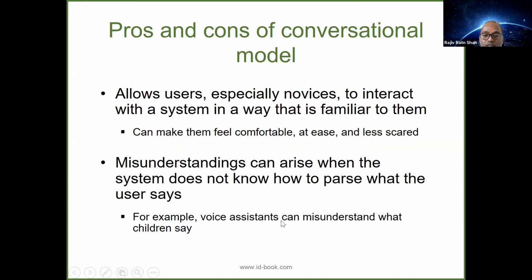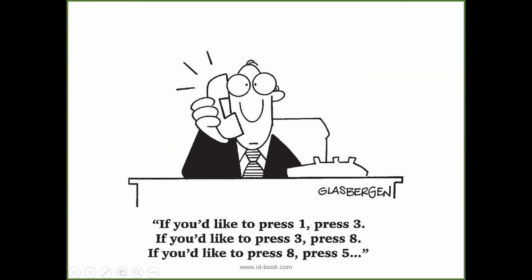So a voice assistant can misunderstand what children say. In this case, it's not just children. Even when an adult is speaking, it is difficult for Alexa to interpret what he's saying. So can we solve that problem? When we speak some sentences in English and in Hindi, can we solve that?